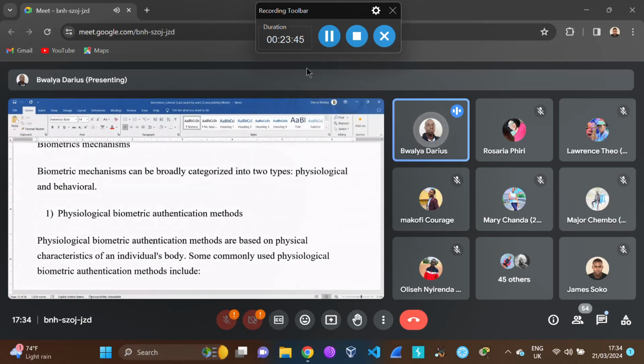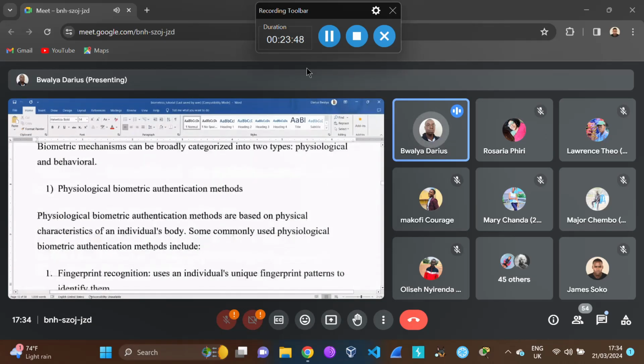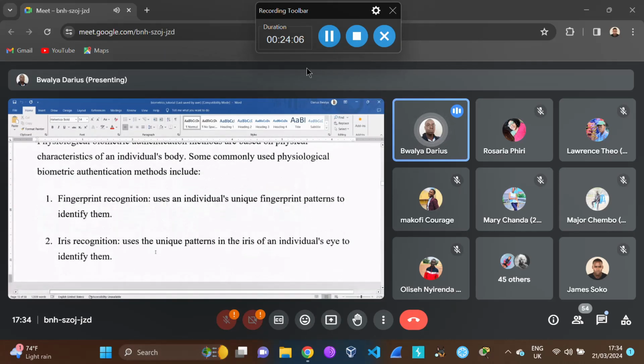So when you come to physiological biometric authentication methods, we are looking at characteristics of an individual's body. Yeah? So characteristics of an individual's body. That's what we mean by physiological. So what are some of these characteristics of an individual's body? So now this will include, obviously, such things as fingerprints. So fingerprint recognition falls under this category. Yeah? Fingerprint. What else do you think can be included in this when we talk about characteristics of a human body?